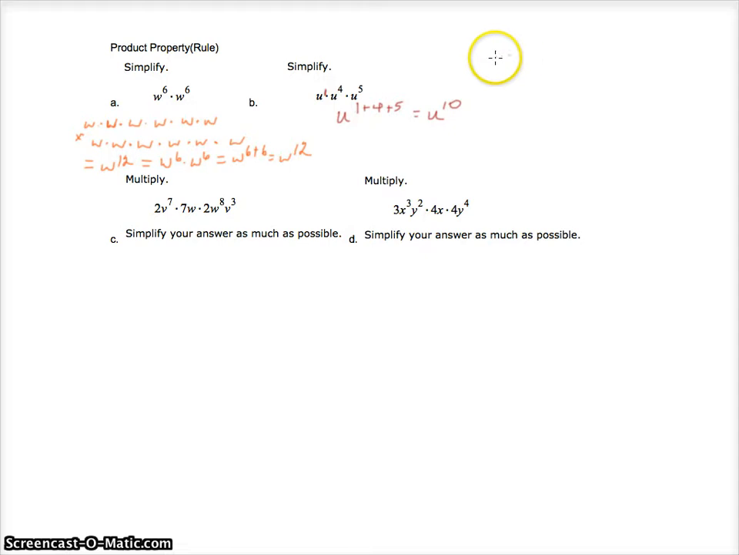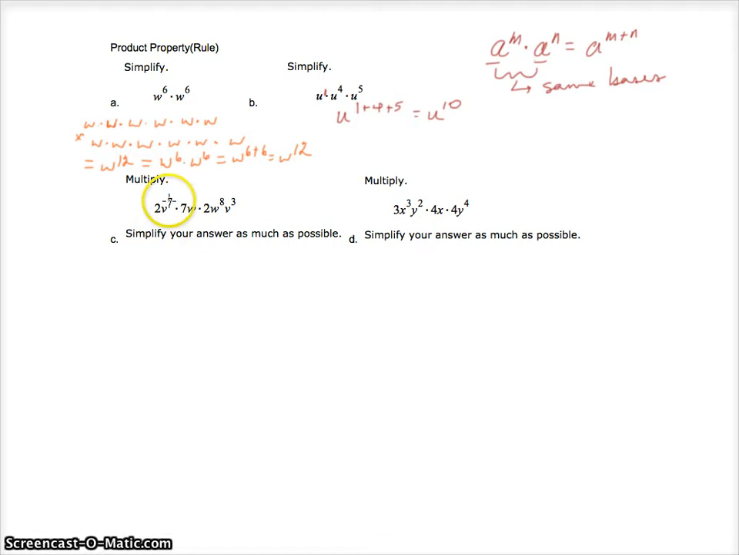So for any a to the m times a to the n, I get a to the m plus n. And this only works when I have same bases. Let's go look at what happens if I don't have the same bases.